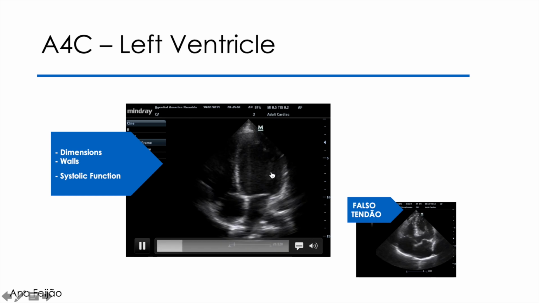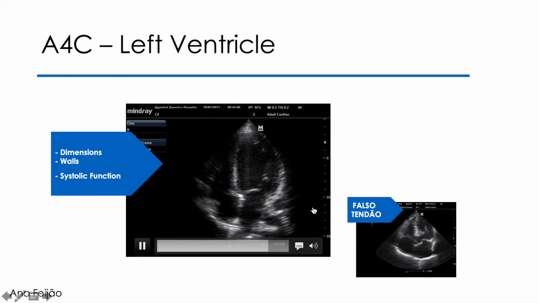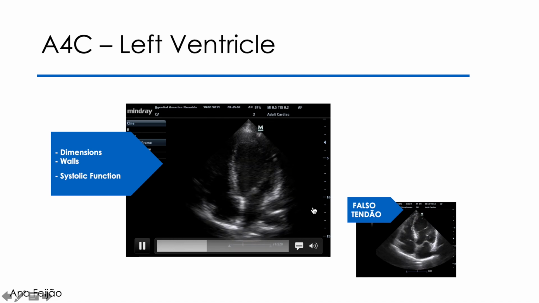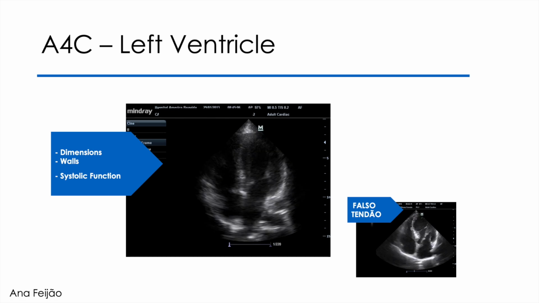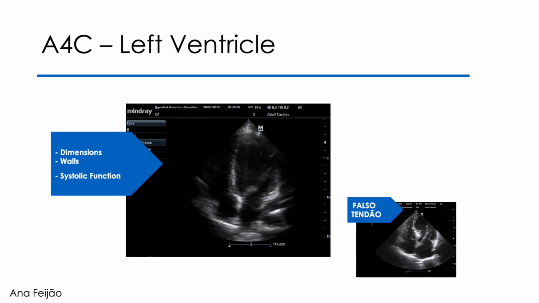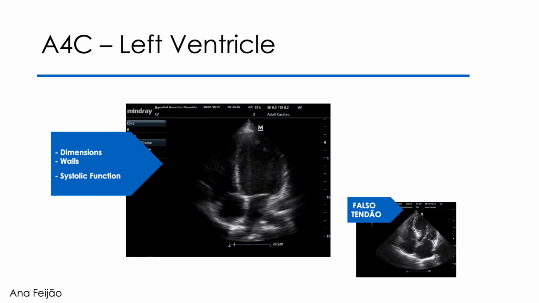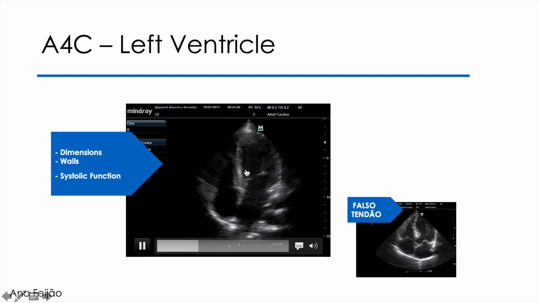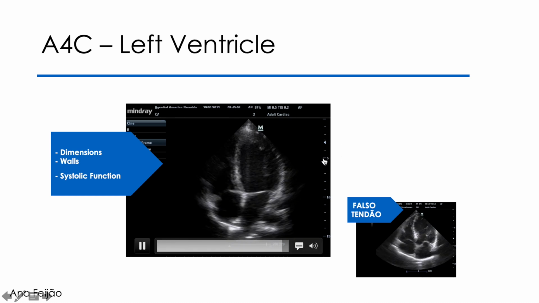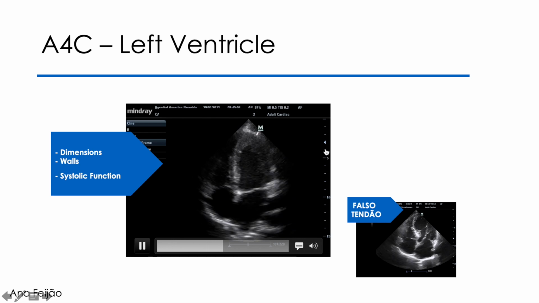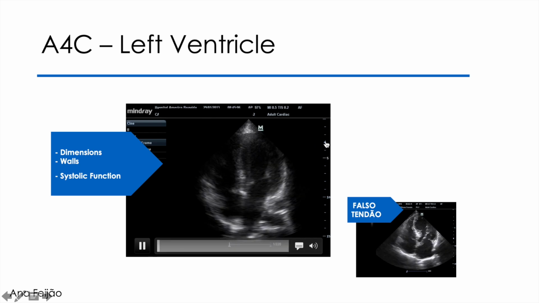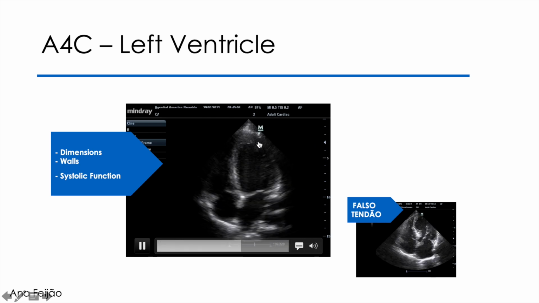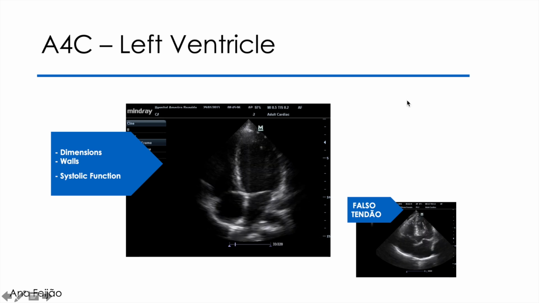The gains must be adjusted so that the cavity is anechogenic, but we have the necessary definition of the ventricular endocardium. And the focus. Normally, I direct it to the mid-ventricular level, but if there is a bad window at the apical level, I move the focus there. And I spend time here.